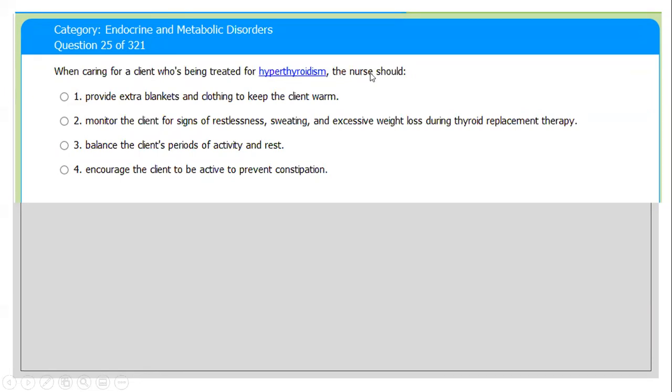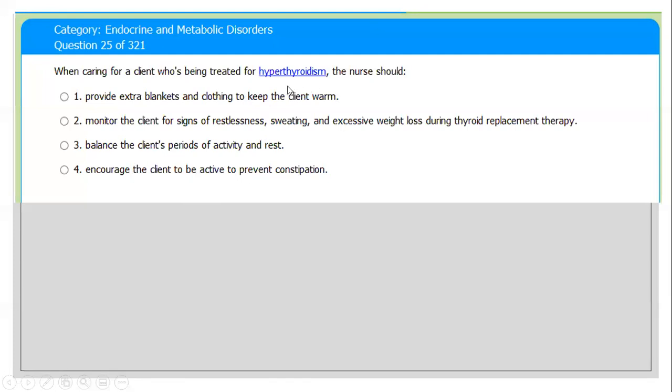Next question here. When caring for a client who is being treated for hyperthyroidism, the nurse should do what? Number one, provide extra blanket and clothing to keep the child warm. Number two, monitor the child for signs of restlessness, sweating, or excessive weight loss. Number three, balance the client's periods of activity and rest, encouraging the client to be active to prevent constipation.